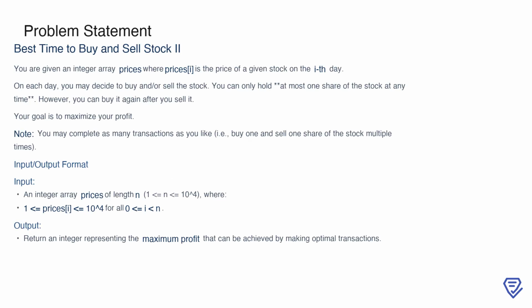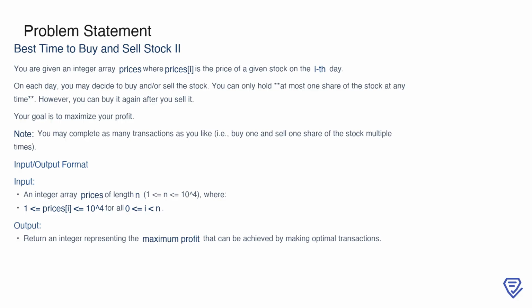The problem, Best Time to Buy and Sell Stock II, asks us to determine the maximum profit we can achieve by buying and selling a stock over a given period. You are provided with an array called prices, where each element represents the stock price on a specific day. On any given day, you can choose to either buy the stock, sell the stock if you already own it, or do nothing. However, there is a key condition: you can only hold at most one share of the stock at any time. This means if you already own the stock, you must sell it before buying again.